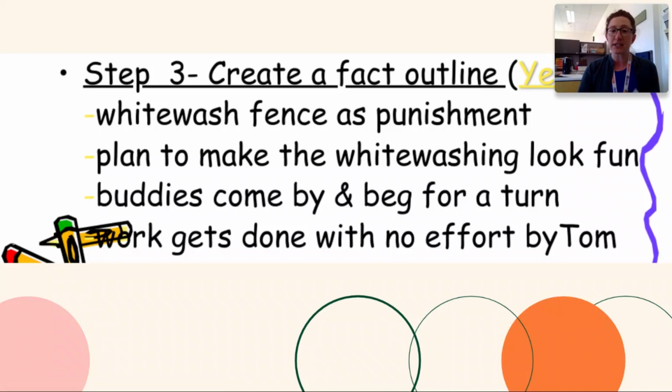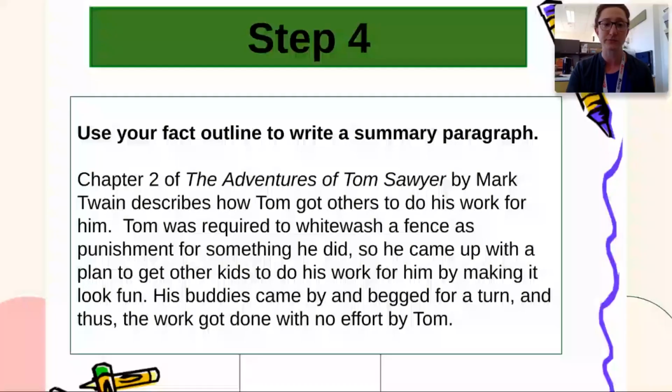Okay, so step 3 is to create a fact outline. So you'll take the main points of the article. You should have between 4 and 6 key details from the article that are important in defending that topic sentence. Okay, there's what it would look like for Chapter 2.